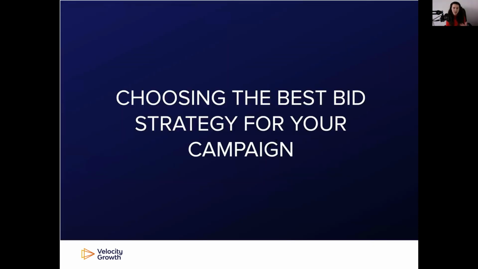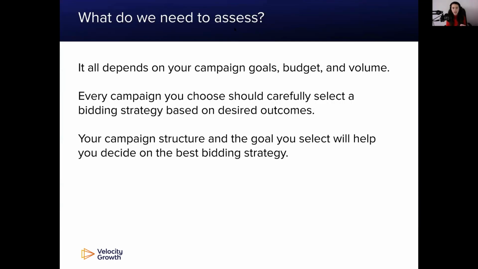Then you really need to be thinking about choosing the best bid strategy for your campaign. Out of all of the different bidding types, it all comes back to your campaign structure and your strategy for what you want. You need to assess a few things. It all depends on your campaign goals, your budget, and the volume of searches. So this is different for every campaign and every advertiser, but every campaign should carefully select a bidding strategy based on your desired outcomes. Your campaign structure and the goal you select will help you decide on the best bidding strategy.